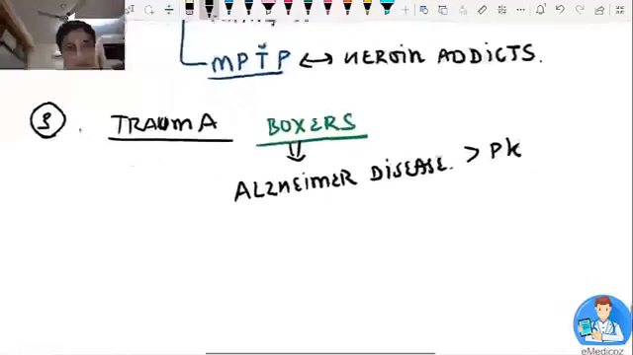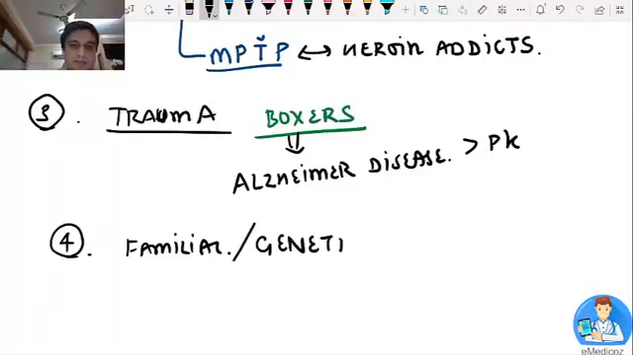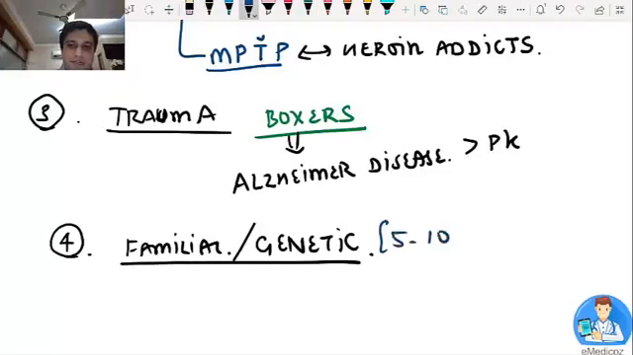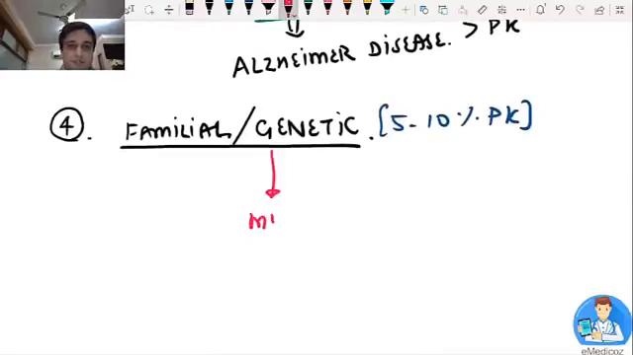Right. Then we have number 4 with us. That is a familial or a genetic cause. If I go with the book, around 5 to 10% of patients with Parkinsonism are known to have a familial or a genetic cause. Now, just reading this topic again today, I found that a lot of genes are there which are new into this now. But for the exam purpose, just remember 2 of the mutations that we know.